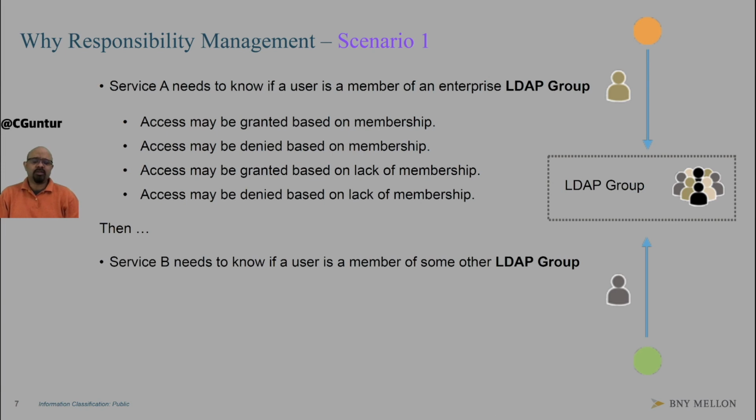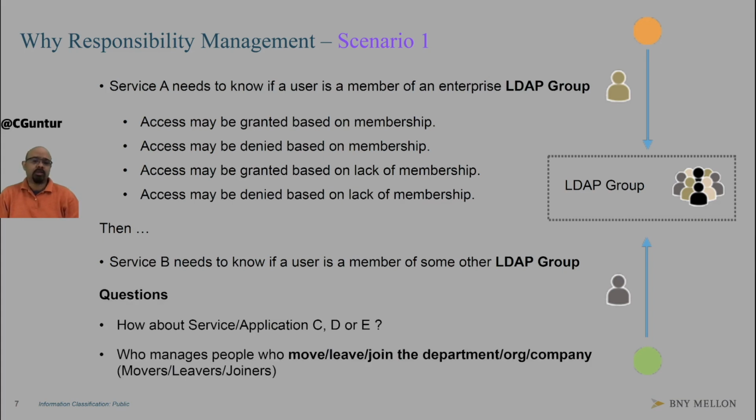What if there was another service that needed to know if a user was a member of some other LDAP group? Would they also connect to LDAP directly? What if there are multiple services that needed this? Who manages users who move, leave, or join the department, organization, or company? Such users are commonly known as movers, leavers, and joiners.